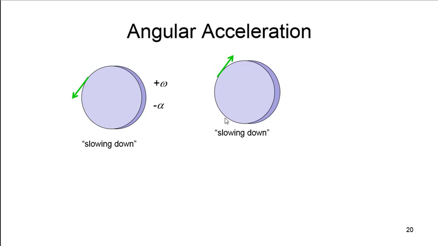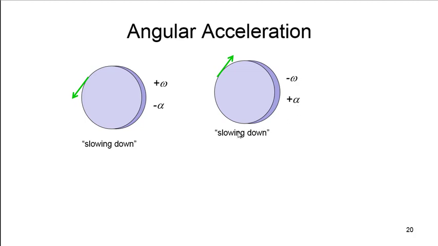Let's look at this one. So here's an object. It's spinning like this. It's spinning clockwise. What can we say about omega? It should be negative because it's spinning clockwise. But it's slowing down. That means that we want the acceleration to be in the opposite direction of the velocity. So I'm going to say in this case the angular acceleration is positive.